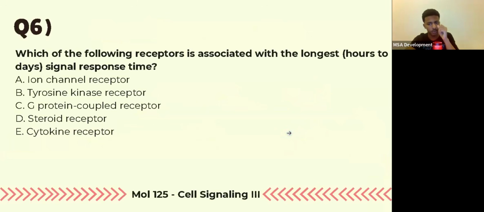So if we were to solve this, the longest is going to be the steroid receptor. The shortest is going to be the ion channel receptor. And in between, we're going to have B and C. We didn't mention anything about cytokine receptors.